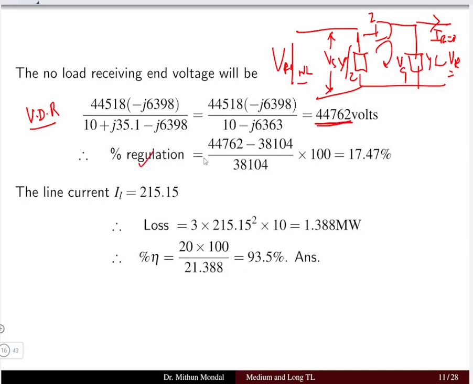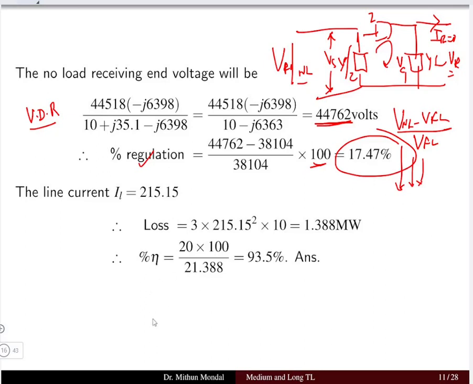Now the regulation is the voltage at the no load condition minus the voltage at full load condition, divided by the voltage at the full load condition, multiplied with 100. That will give 17.47% as the net regulation of the line. This again has to be as low as possible.